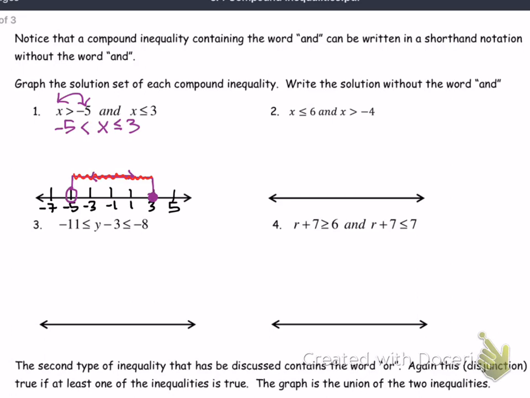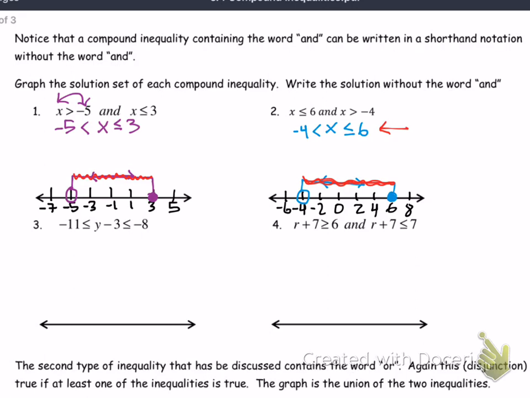Why don't you go ahead and pause for number 2 and do that on your own. First, write the solution without the word "and," then graph it. In a few minutes, whenever you're ready, unpause and check your answers. If you check your answers and combine it, x is between -4 and 6: -4 is strictly less than x, but x is also less than or equal to 6.